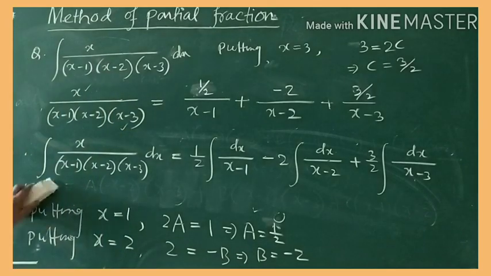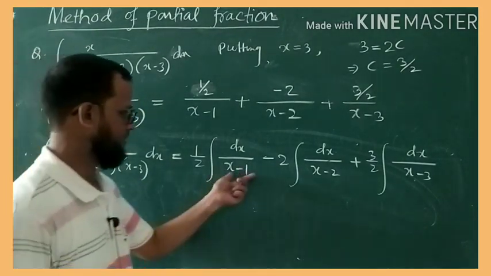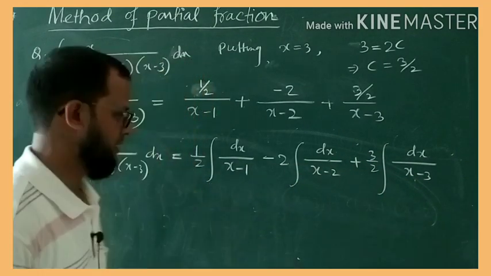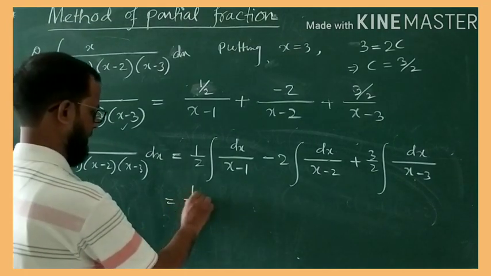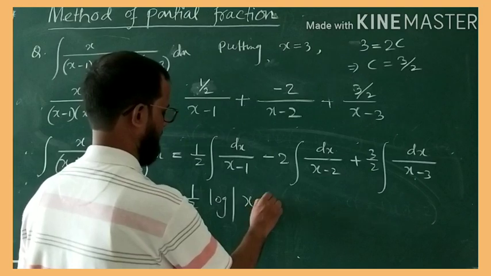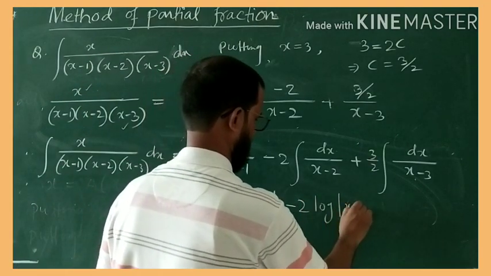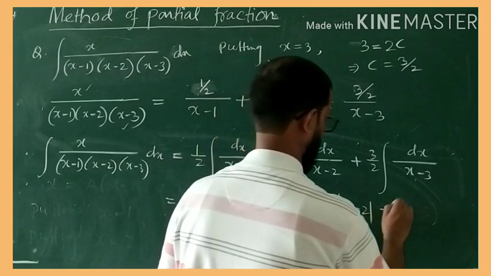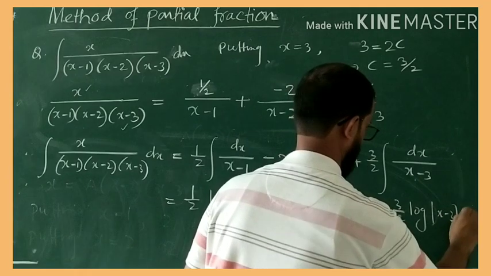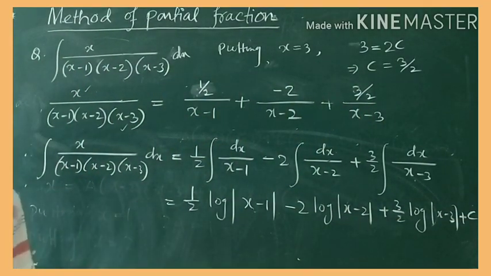Okay. So see, these are all linear expressions, and the coefficient of x is 1. So obviously you are going to take the formula log modulus of x type. So it can be half log modulus of x minus 1, minus 2 into log modulus of x minus 2, plus 3 by 2 into log modulus of x minus 3, and finally add the constant c. So this is your final answer.